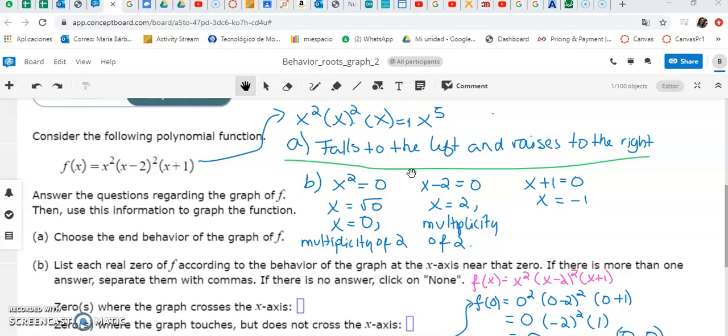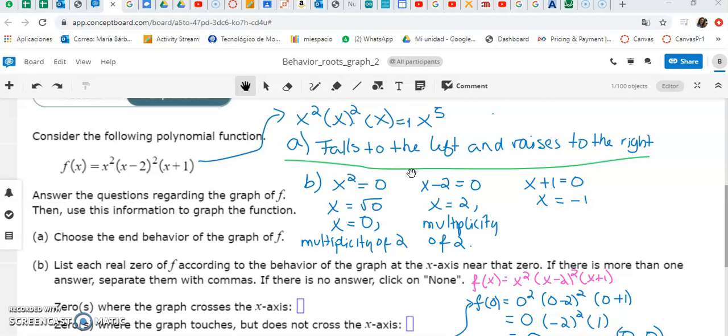Look, here the polynomial function is f of x equals x to the second times x minus 2 to the second times x plus 1. They are giving us the function in factored form, okay? So, first of all, look, the first question is, choose the end behavior to the graph of f of x.